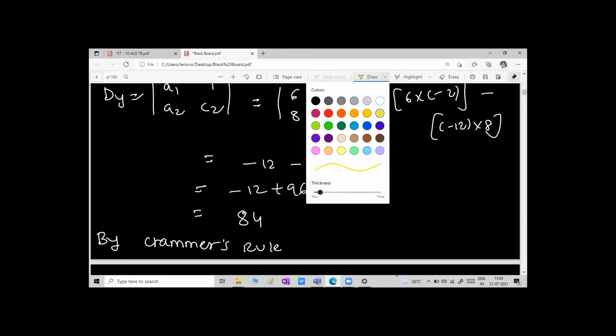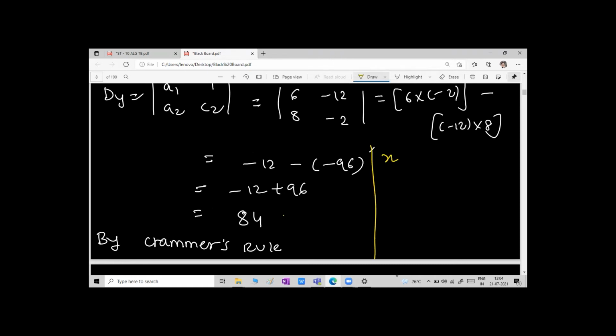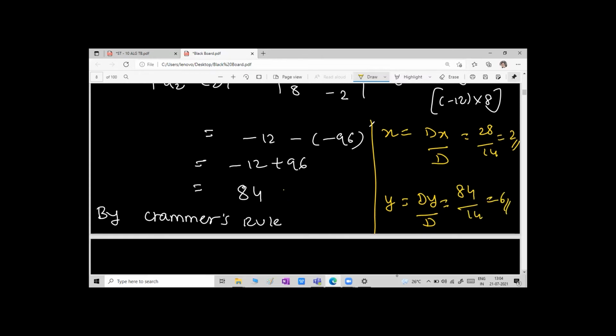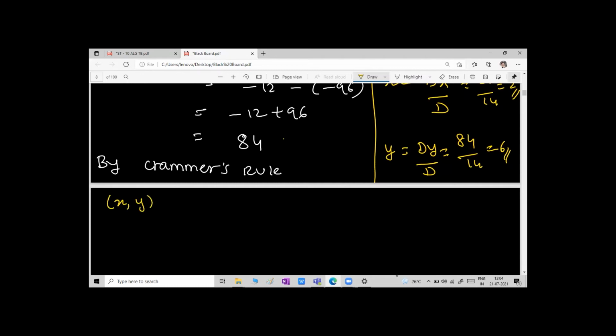Okay. So now by Cramer's rule, find the answer. By Cramer's rule, we need what? x is equal to dx upon d and y is equal to dy upon d. So what will be that? 28 upon 14, which is equal to 2. Here it would be dy upon d. So here it is 84 upon 14, which is equal to 6. Therefore, the solution set will be x comma y is equal to 2 comma 6. I hope I am very clear, isn't it?